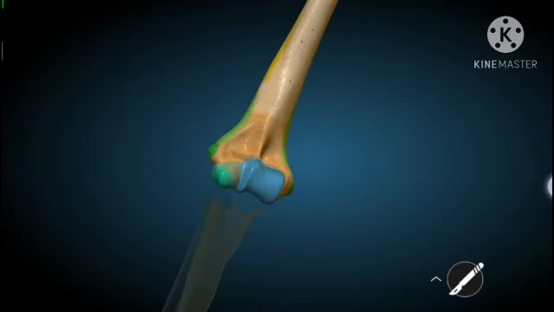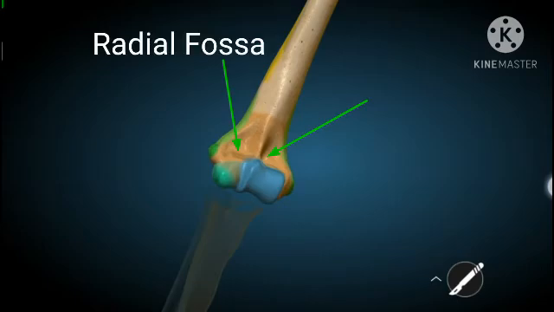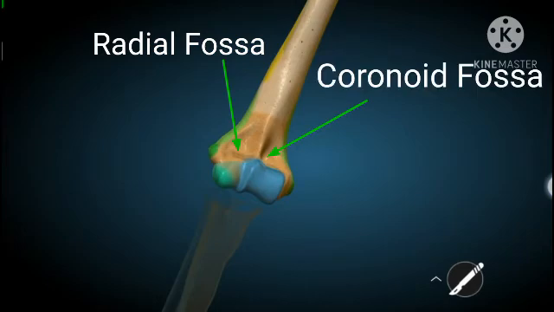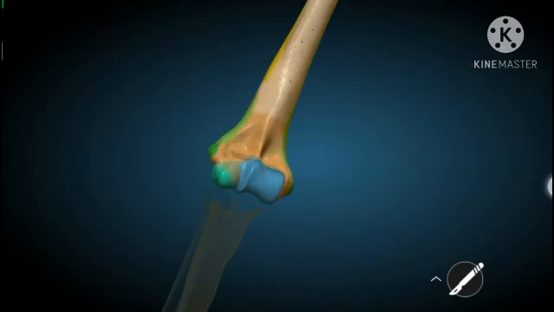So just above the articular surface of the lower end of the humerus, we've got some depressions on either side of the condyle, and on the lateral aspect, we call it the radial fossa. On the medial aspect, we call it the coronoid fossa. The radial fossa accommodates the head of the radius on flexion of the forearm on the elbow joint, and the coronoid fossa accommodates the coronoid process of the ulna on flexion of the forearm on the elbow joint.